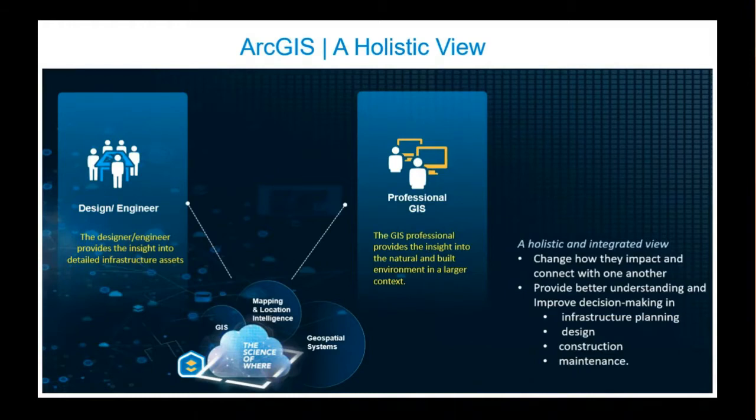So from GIS to mapping, sensors, and also geospatial systems. Typically what happens is the designer and engineer provide insight based upon the project. The GIS professional looks at that information from their perspective and provides some of the existing environment and as-built environment into a larger context. So what are we looking to do?